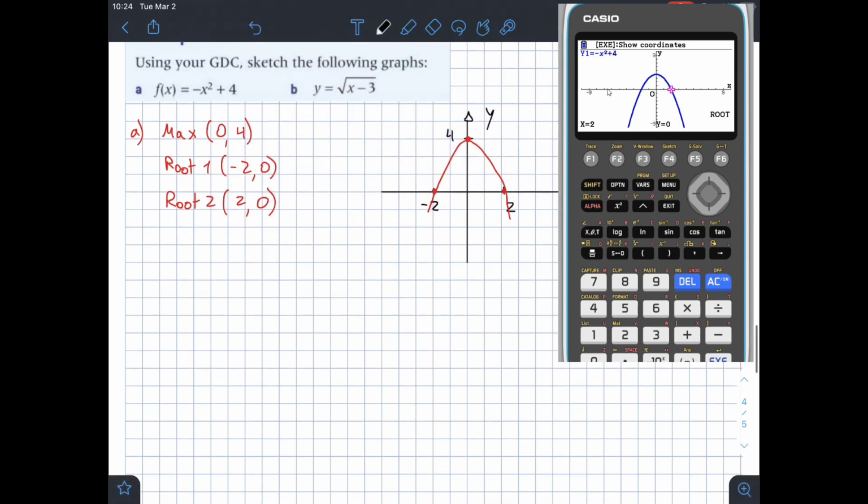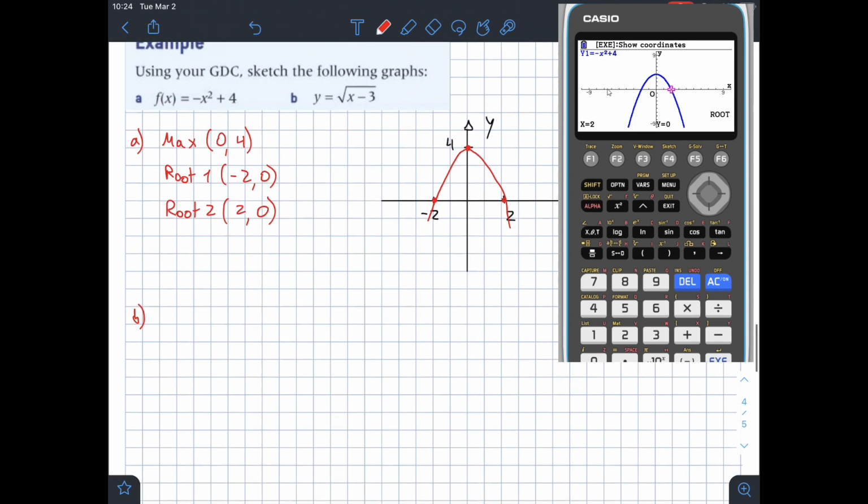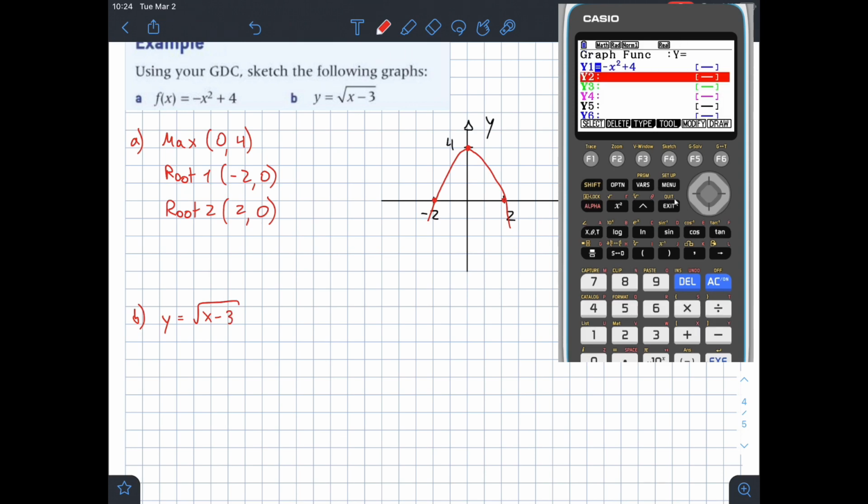Then for part B, our function is y equals square root of x minus 3. So we're going to do the same thing. We're going to go to the calculator, and we're going to erase this one. We already finished this, and we're going to do square root. Remember, shift x squared, and you get the square root of x minus 3. Click on execute, and then draw. I have F6, and here you have the graph. Maybe you can change the scale a little bit, but I think this would be fine.